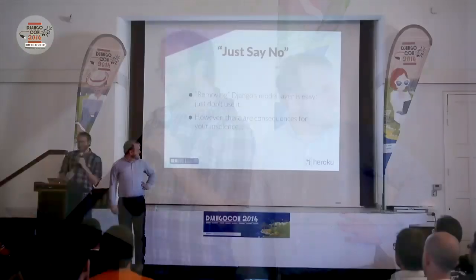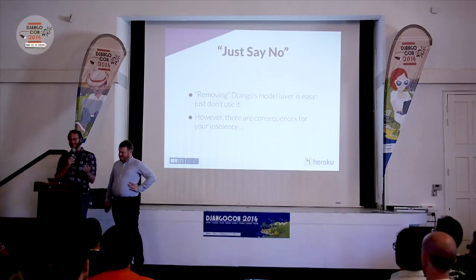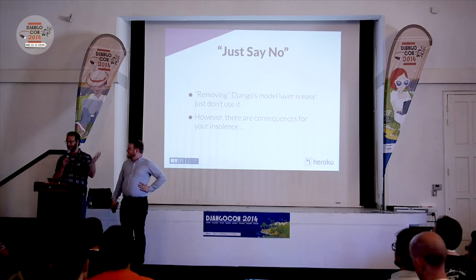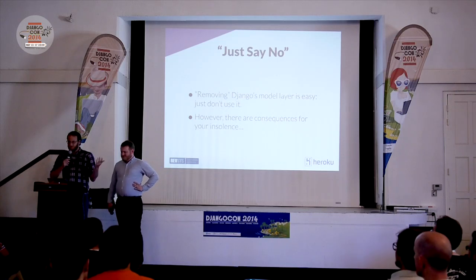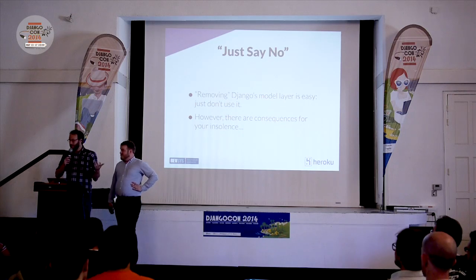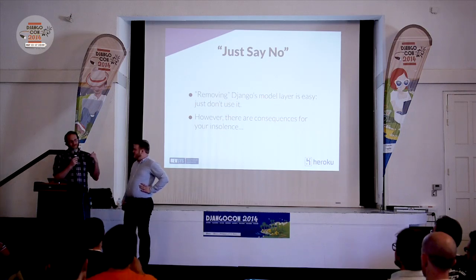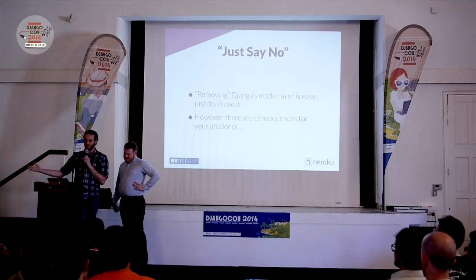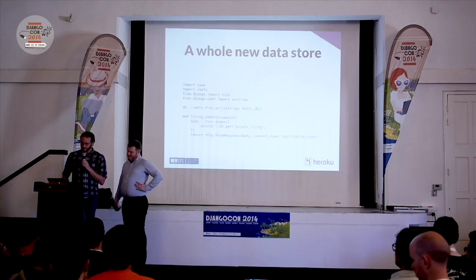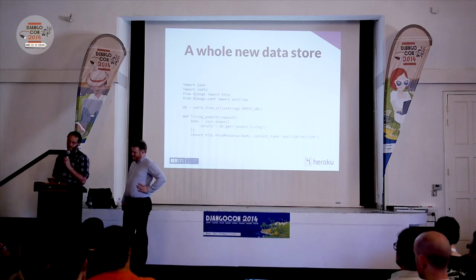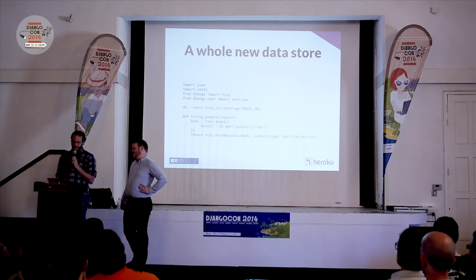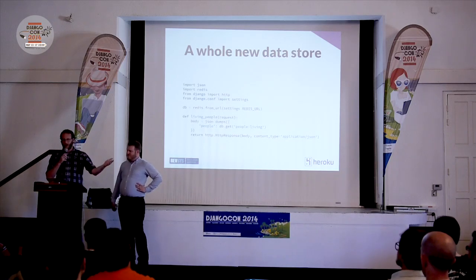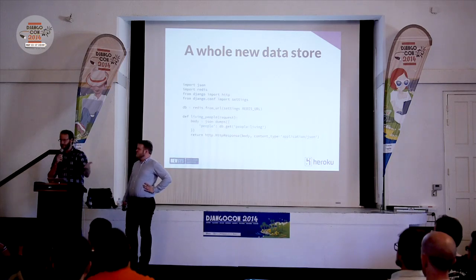So in one sense, replacing the model layer is really easy, right? Set databases to an empty dictionary and Django will not try to talk to a database. If you don't want the models, just don't use them. But let's talk about the just don't use it first, and then I'll come back to the button. So this is the view code that I showed before. And again, yes, very easy. If I want to use Redis instead of Django's model layer, I just use Redis instead of Django's model layer.